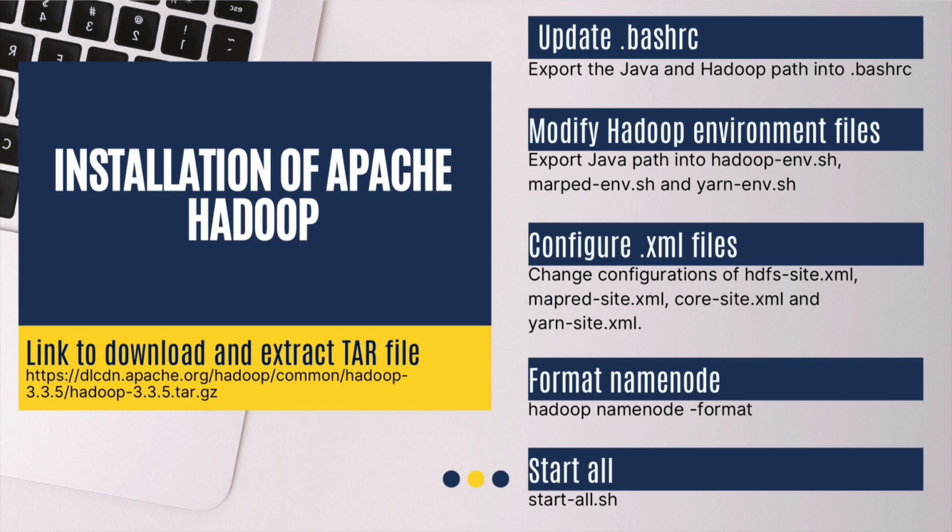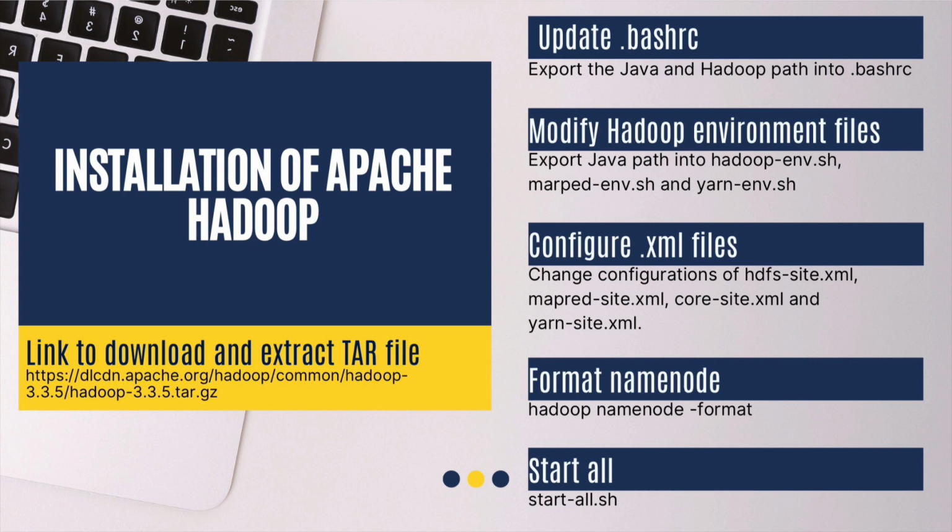Now, I'd like to briefly explain the procedure of installing Hadoop on your device. First, download the tar file from the link here and extract the Hadoop folder from the tar file onto your device. Also, if Java isn't installed on your device, be sure to install JDK on your device as well. Second, update .bashrc. Export the Java and Hadoop path into .bashrc of the device.